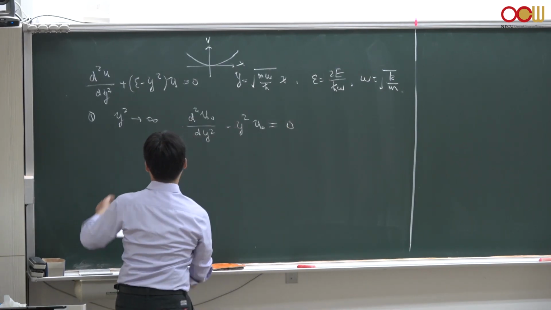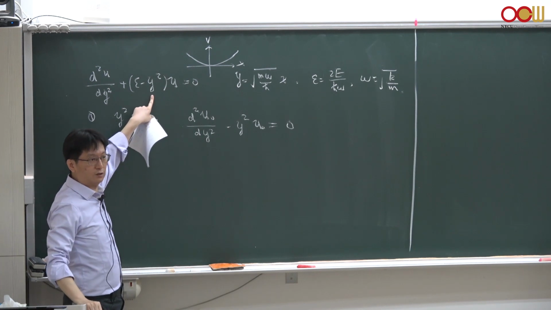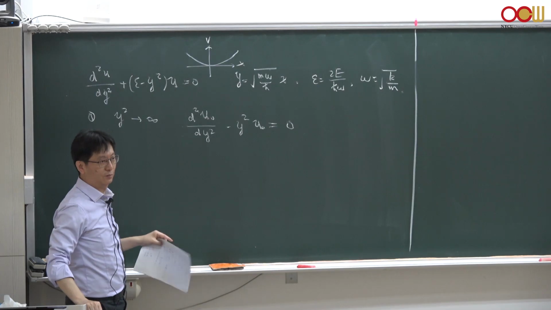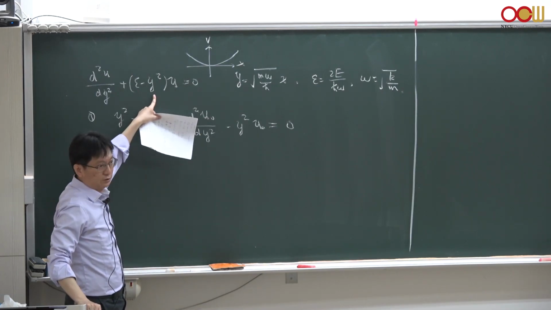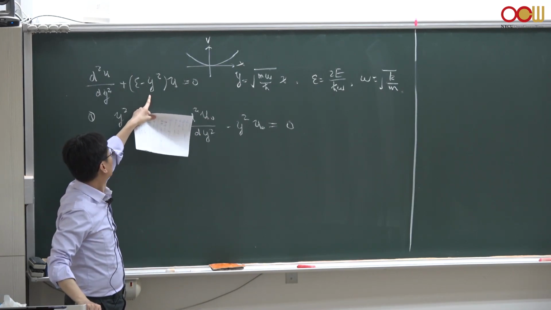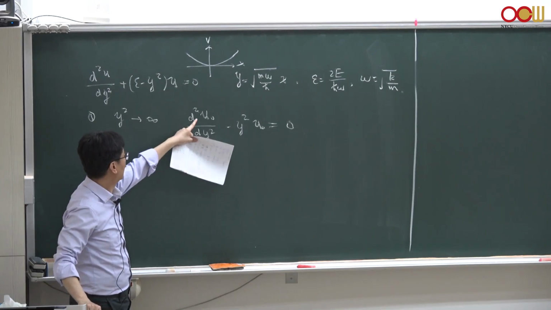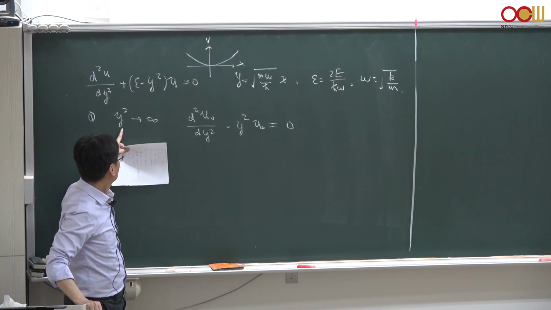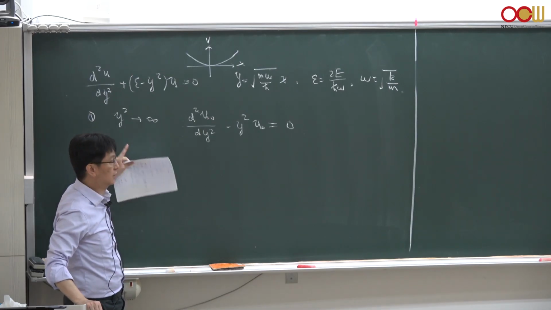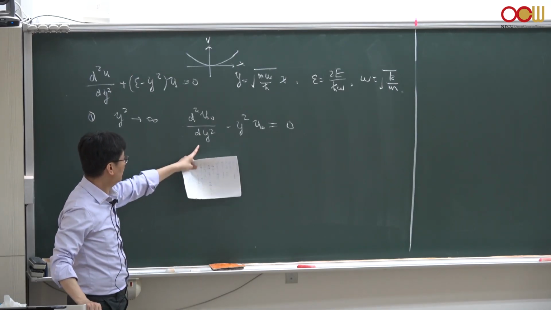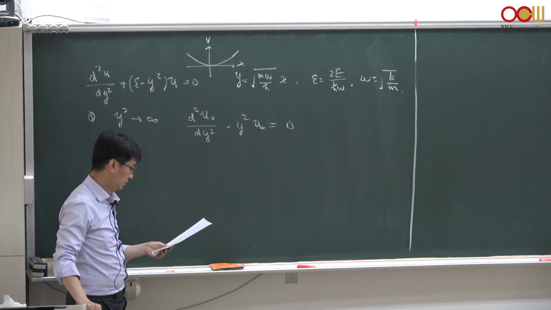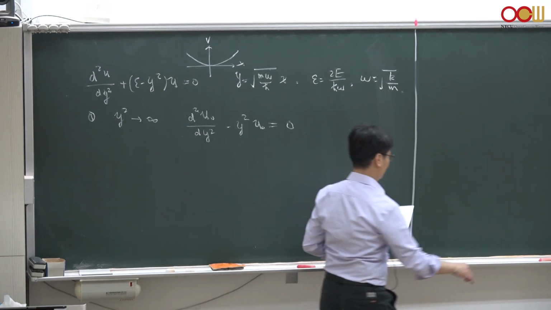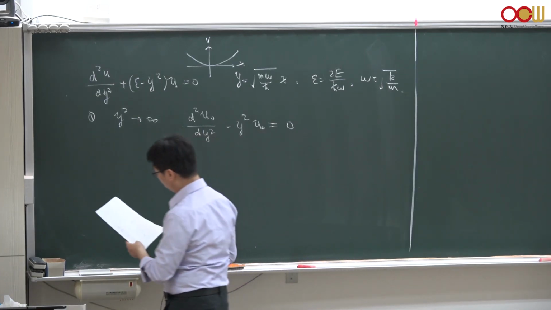So in that region, when y is really, really large compared to epsilon, we can forget about epsilon for the moment, and we just talk about the minus y squared, the second term here. And I call this solution u0. This corresponds to the solution when y goes to infinity. And this equation could be solved, okay, approximately.